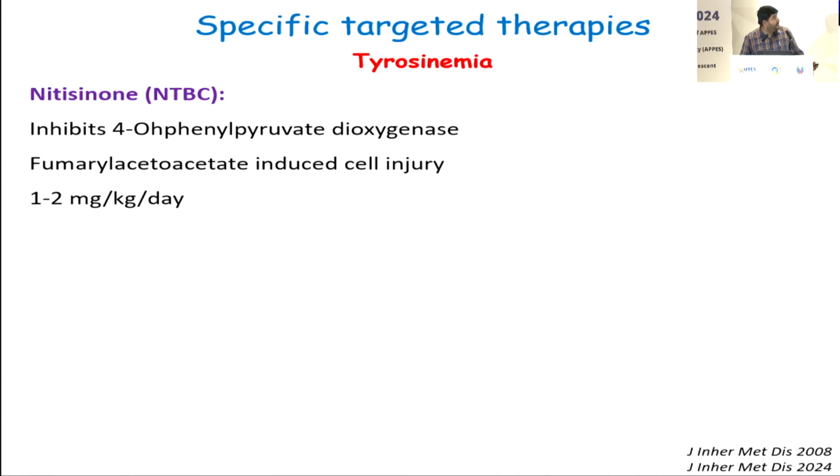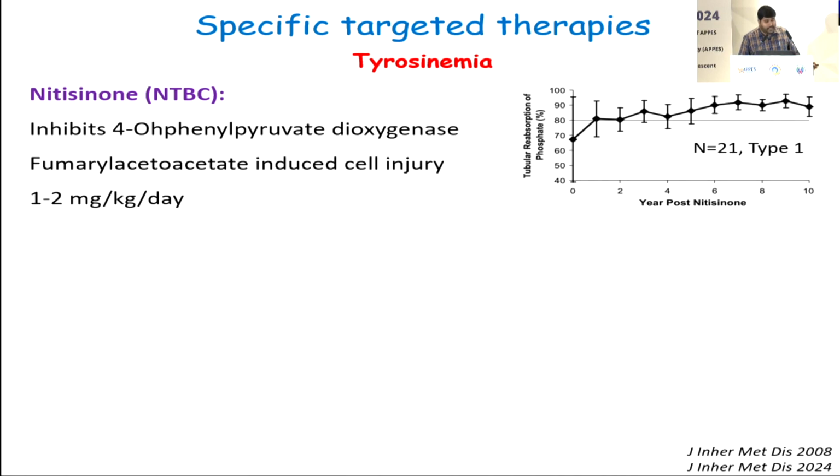Are there any other specific targeted therapies? Yes, in tyrosinemia, there is availability of nitisinone, which prevents the cell injury by fumarylacetoacetate. This is a study where they have shown that there is an improvement in the tubular reabsorption of phosphate in children who have been treated with nitisinone.